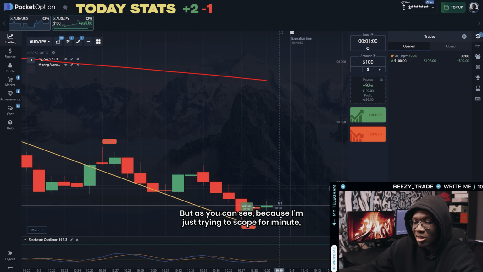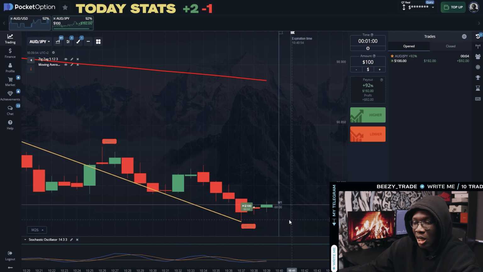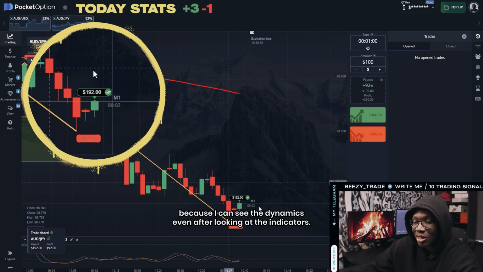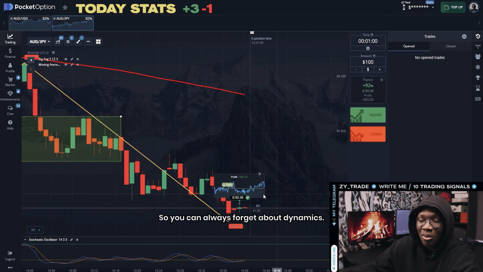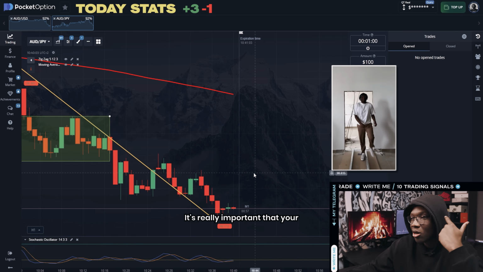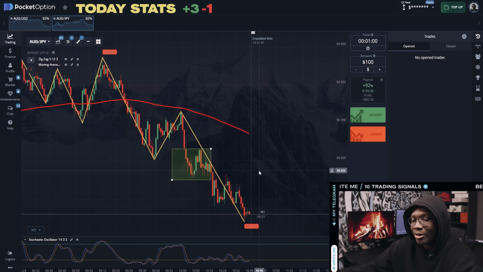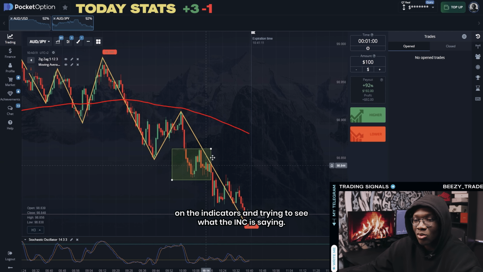But as you can see, because I'm just trying to scalp for a minute, I'm able to enter because I can see the dynamics even after looking at the indicators. So you can't always forget about the dynamics. It's really important that your mind is there and you're thinking about that, not just focusing on the indicators and trying to see what the indicators are saying.